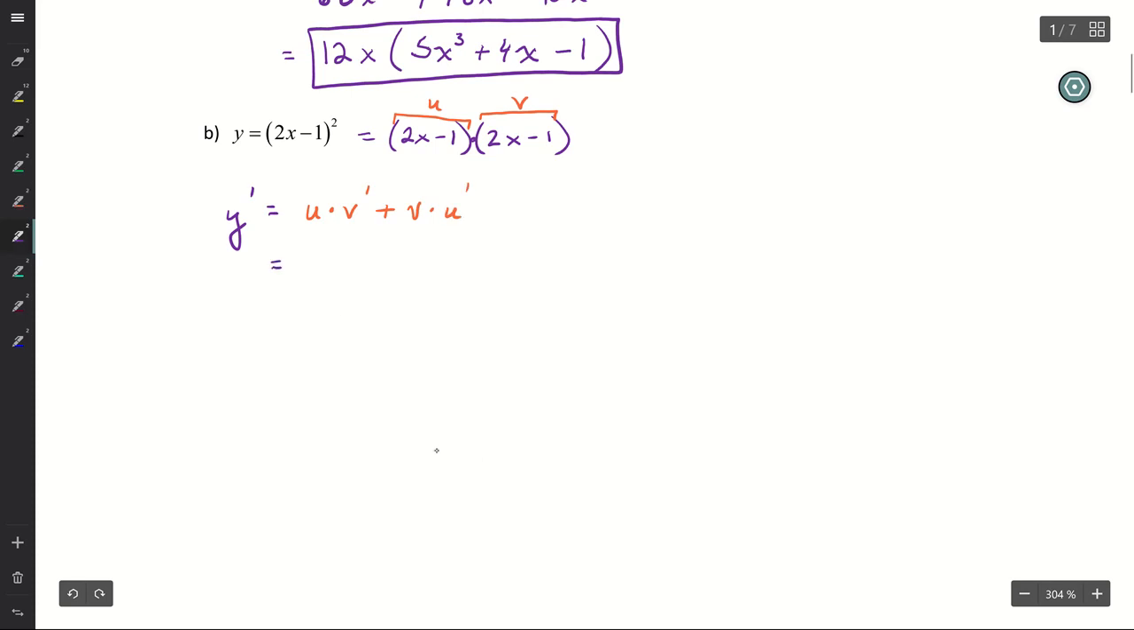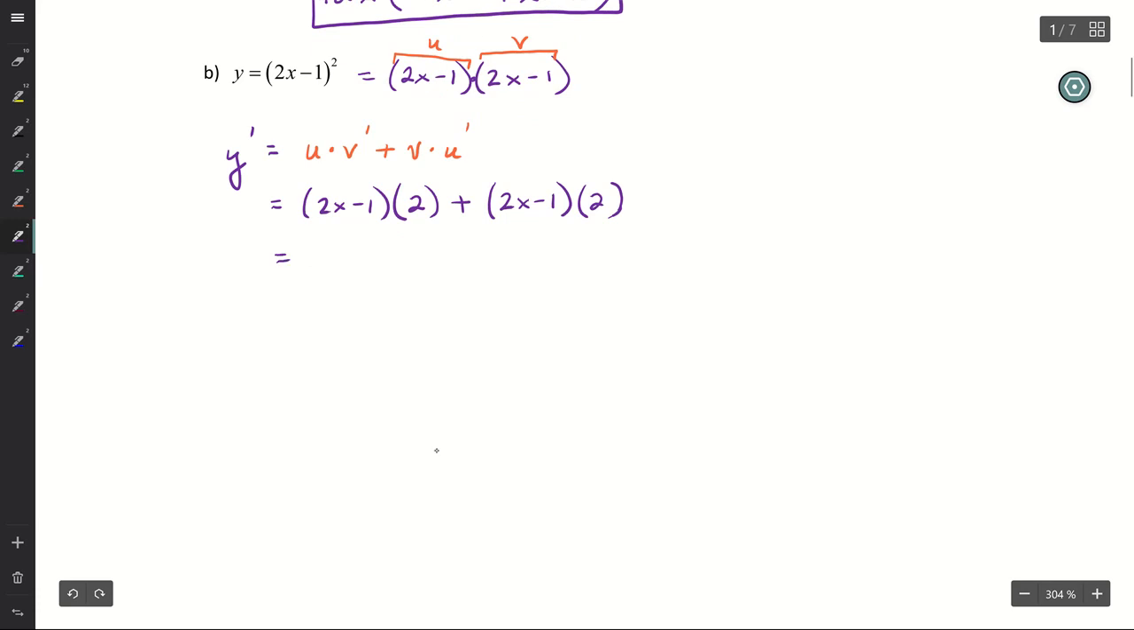All right, so our first function is 2x minus 1. The derivative of my second function would be the derivative of 2x minus 1, which would just be 2. And then from the formula plus, and then my second function is 2x minus 1. And then multiplied, derivative of the first, well, 2x minus 1 is the function, so the derivative is 2 again. And so we get that.